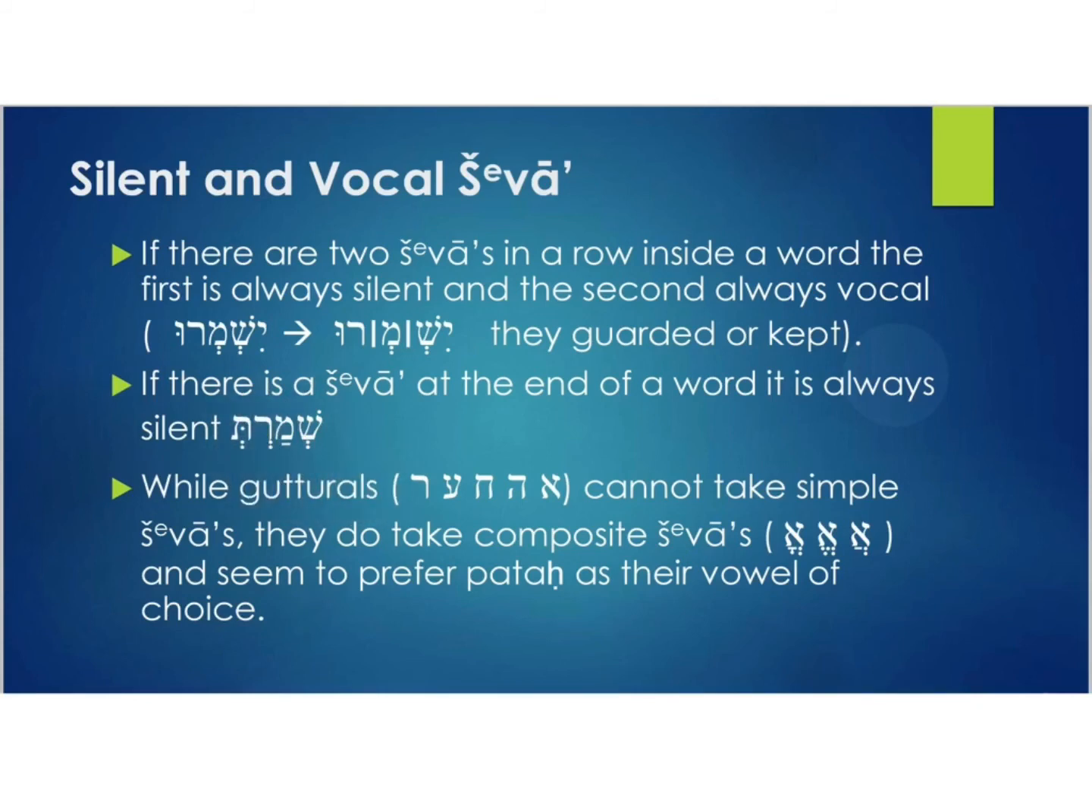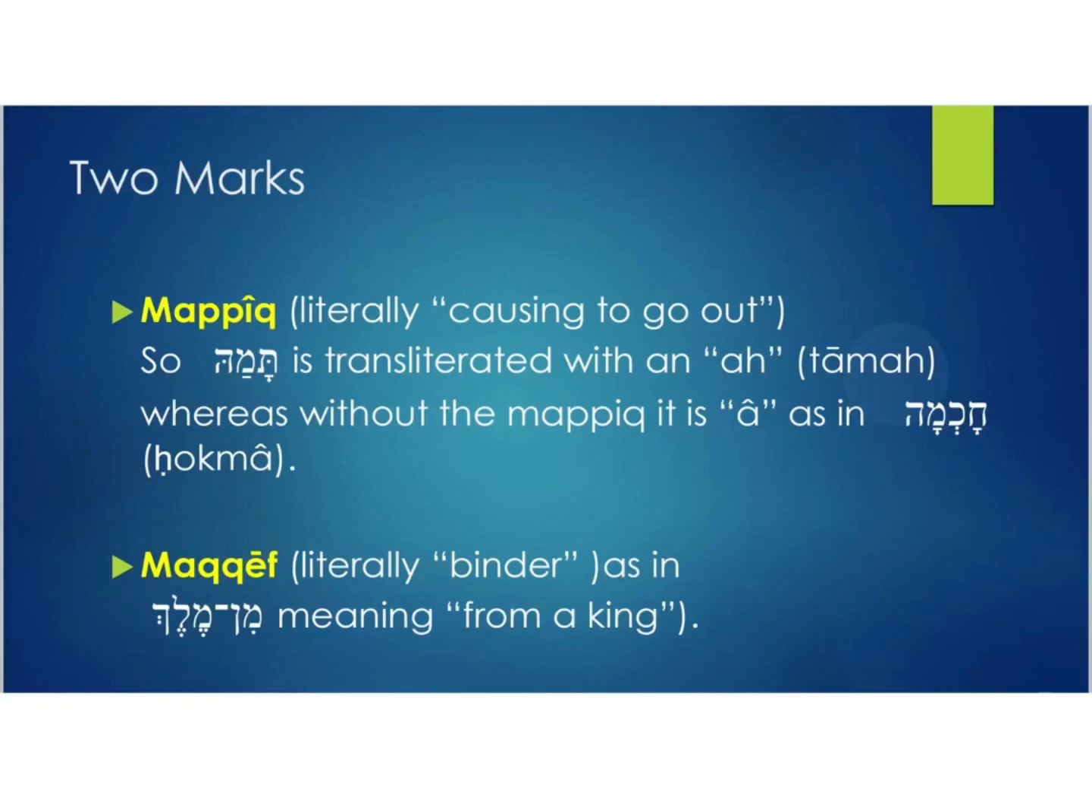Now the gutturals, that is Aleph, He, Ket, Ayin and Resh, cannot take simple Shewa, so they take composite Shewa. So the three short vowels, that is Pata, Segol and Gamets, they are considered to be the composite Shewa. Okay, so they are read as Hatuf Pata, Hatuf Segol and Hatuf Gamets. Alright. So now let's learn two other markers, that is Mapik and the other one is Makef.